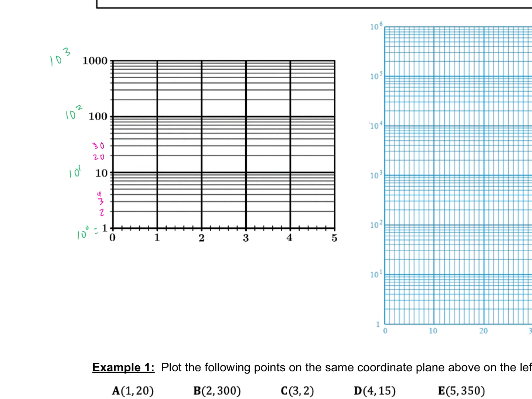When I get to 100, what do you think the next line is? 200, because I got to get to 1,000. So it's all base 10. It's really a weird kind of graph paper.